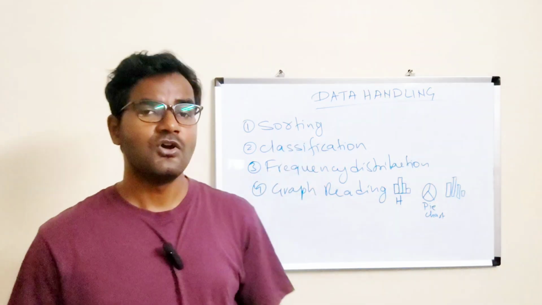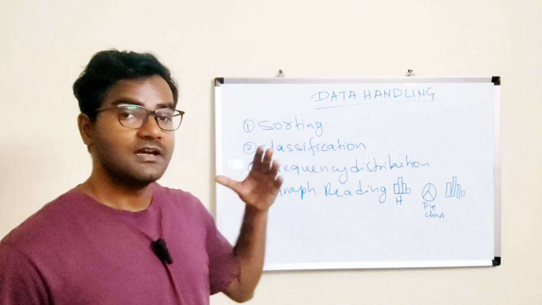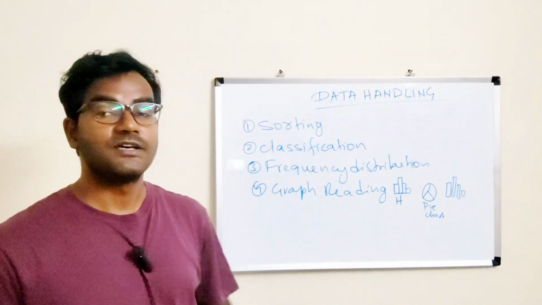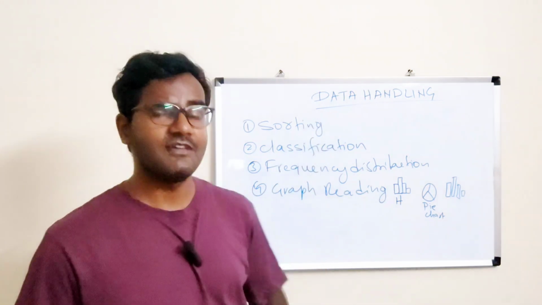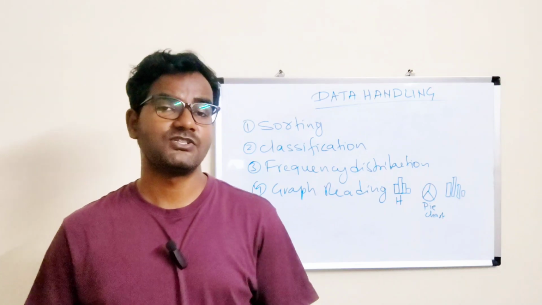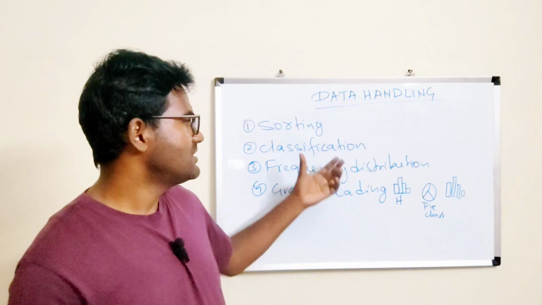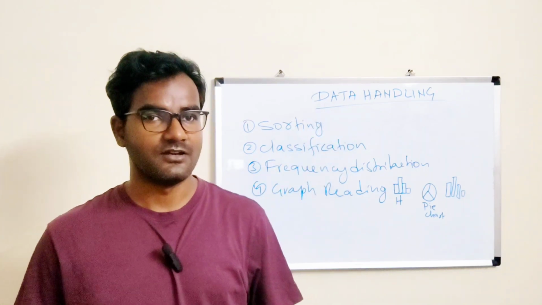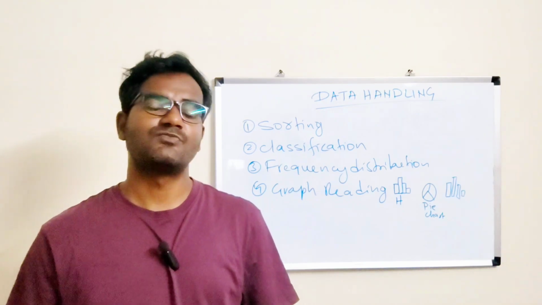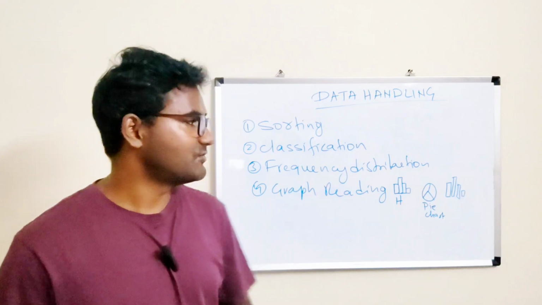And under data handling, we have different subtypes. There is sorting, classification, frequency distribution, and graph reading. Where do you find this data handling? In class 8, class 9, especially in class 9 and 10 mathematics, you will find statistics and probabilities. Especially in statistics we use data handling. If you do not know, you can go back and read the textbook of class 9 and class 10 statistics chapters, and you will know all about this.